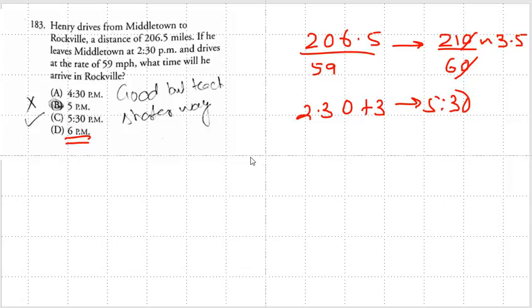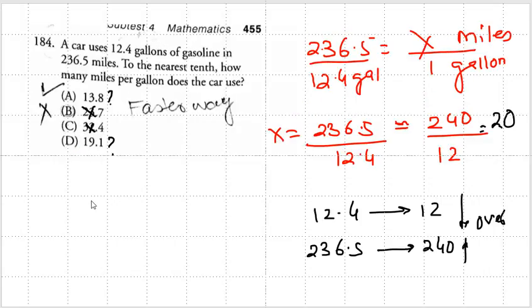This problem, once again, use estimates. Instead of calculating 206.5 divided by 59, change this to 210, change 59 to 60. 0 cancel, 6 goes into 21, approximately 3.5. Started at 230, goes there, you see? Gasoline problem, miles per gallon. Once again, we are saying miles per gallon. Ratio problem, 236.5 divided by 12.4. Simplify, 236, 240. This 12. 12 goes into 24, 2. Slightly close to 20. 19.1.